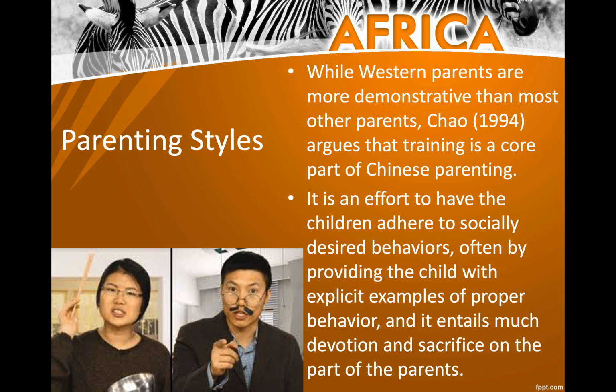While Western parents are more demonstrative than most other parents, Chao in 1994 argues that training is a core part of Chinese parenting. It is an effort to have the children adhere to socially desired behaviors, often by providing the child with explicit examples of proper behavior, and it entails much devotion and sacrifice on the part of the parents.